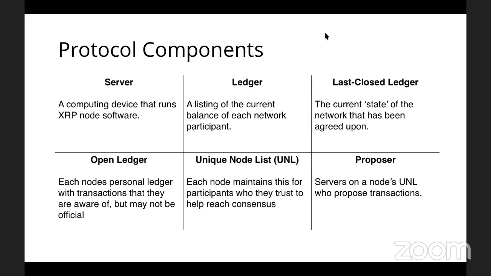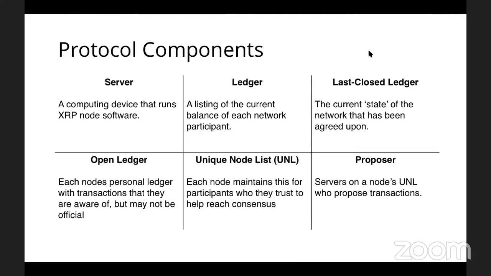You have your server, which is just any server. It's basically a node on the XRP network. You have a ledger, which is just like Bitcoin's ledger. It's a list of who owns what, a snapshot of the state. There's a last closed ledger, which is the current state of the network that's been agreed upon. And then each individual server or node has their own personal ledger called an open ledger in the bottom left.